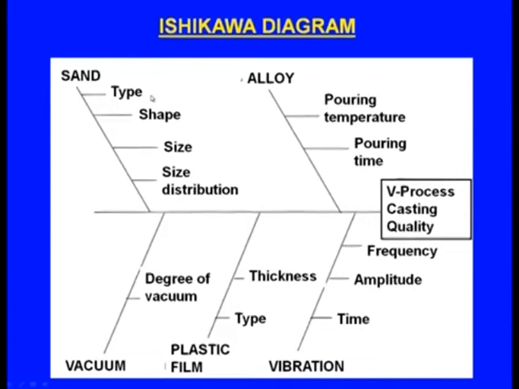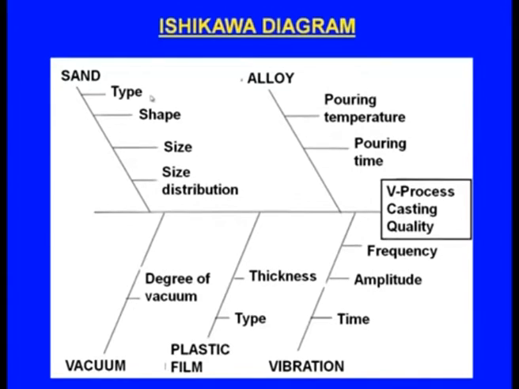Under the sand parameters, sand type: what type of sand is it, silica sand, zircon sand, olivine sand? Here we can see this is the shape: is it angular, round or subangular? Next one, what is its size, fine or coarse, and the size distribution.